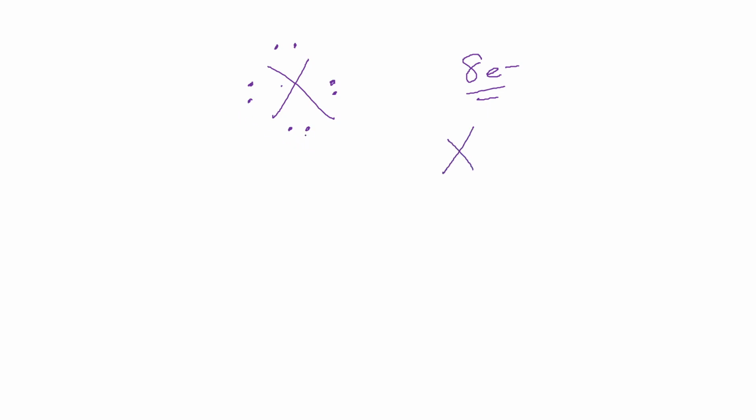So a lot of times people will do 1 per side, and then maybe pair them up, if you will. So something like lithium would look something like this. It's got 1 valence electron. Something like aluminum has 3. So it may look like this.